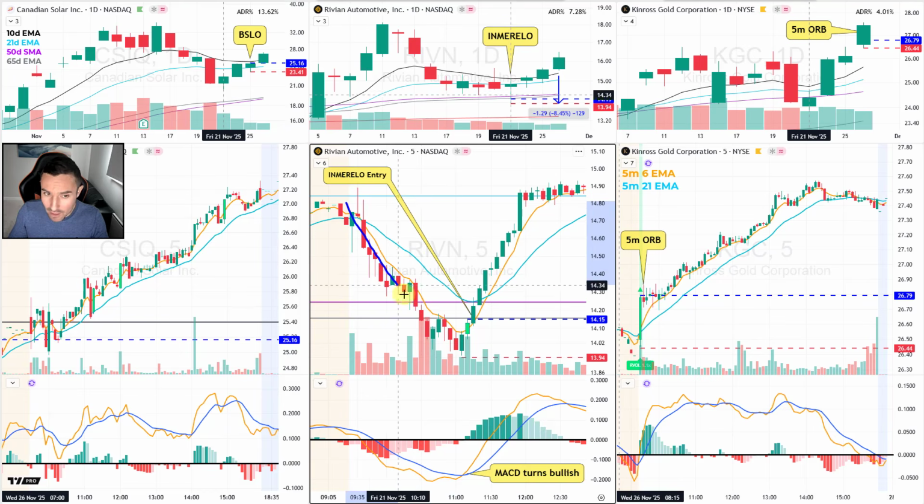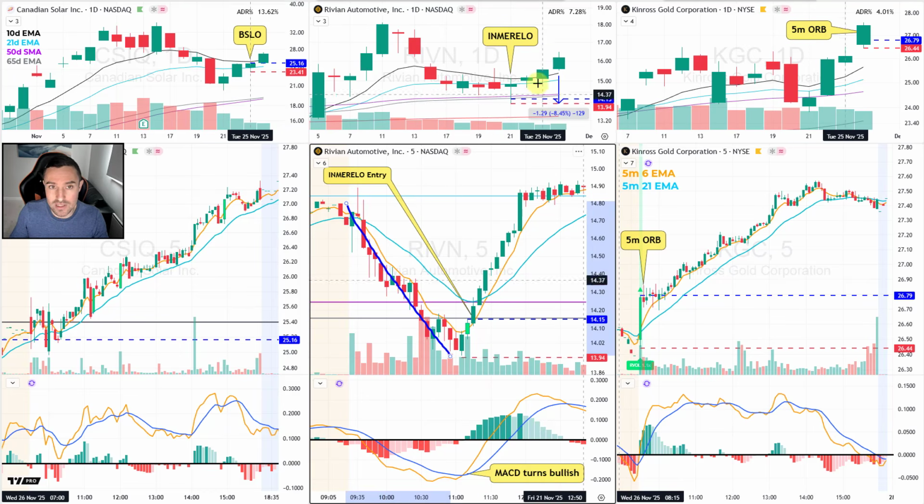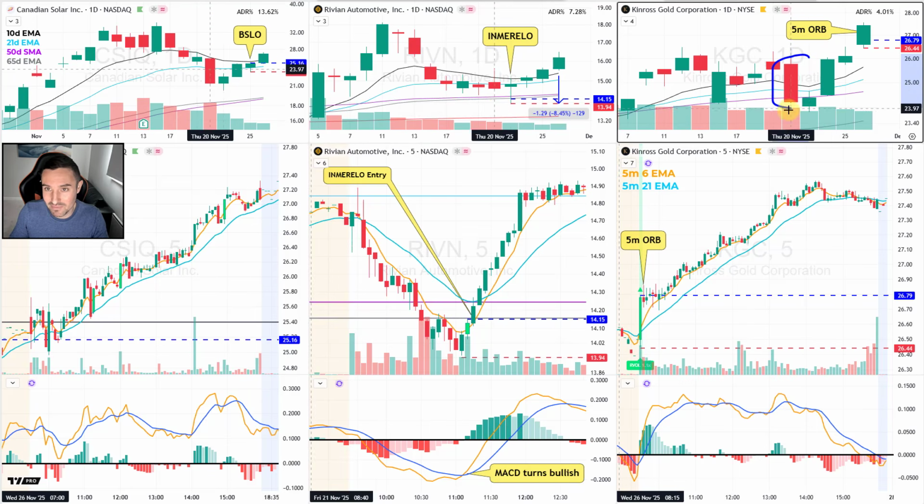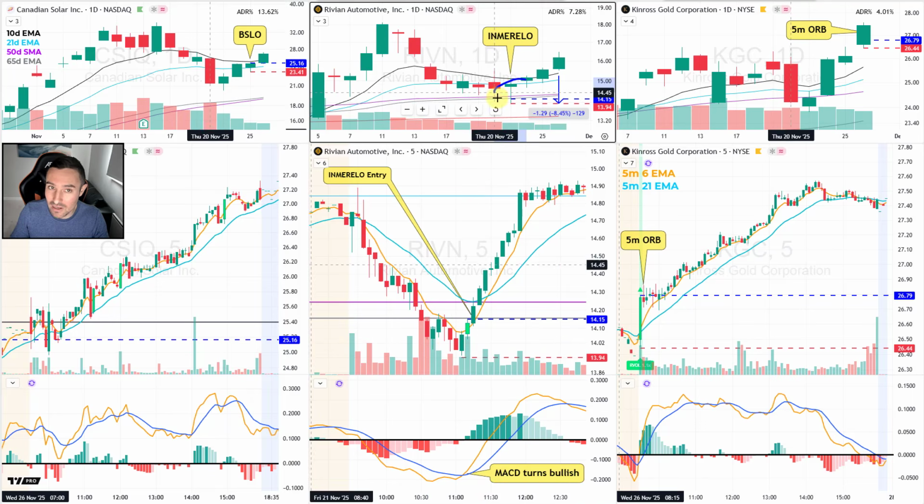But when Rivian's at the low here, okay, when Rivian's down on its low here, it's not looking like this shakeout demand tail. It's looking like this. You see that ugly bar there for Kinross? That is what Rivian looks like. This big ugly red bar when Rivian is down here on the lows. It doesn't look like this.